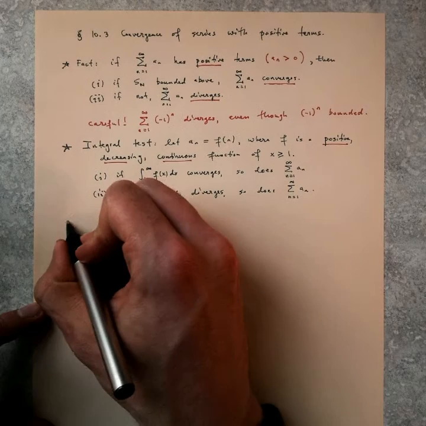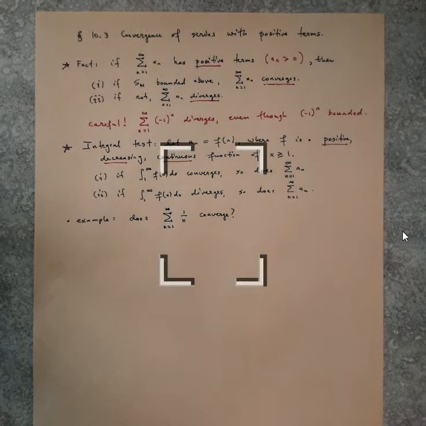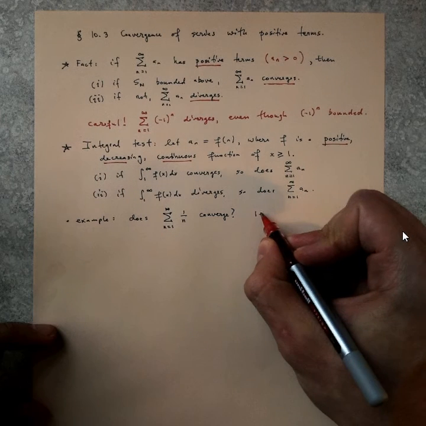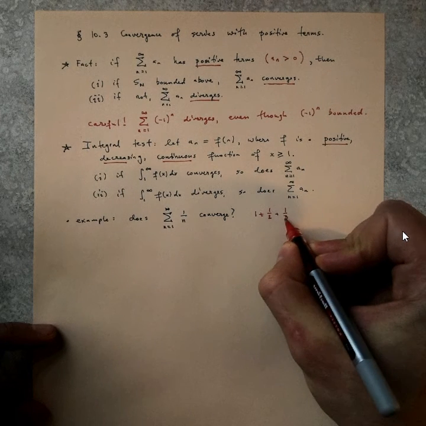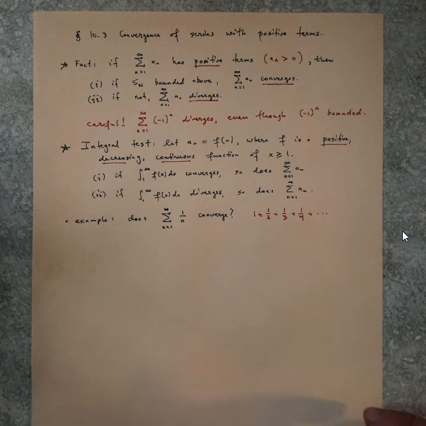So let's do an example. Let's try to decide if this sum converges. Okay, so if you write out the first few terms of this sum, this is 1 plus a half plus a third plus a fourth. Okay, the terms are definitely getting smaller. So it looks like it might converge, but we're just not sure.